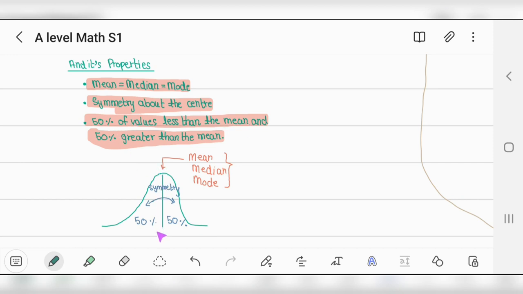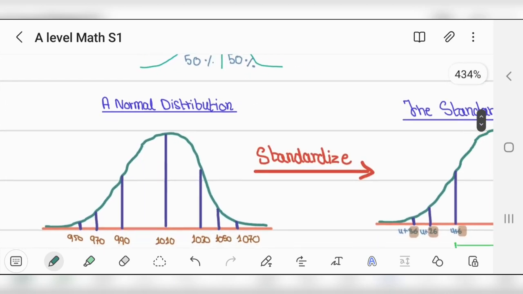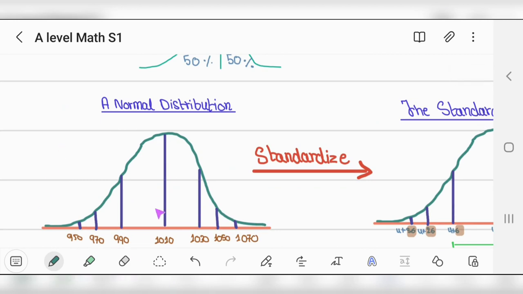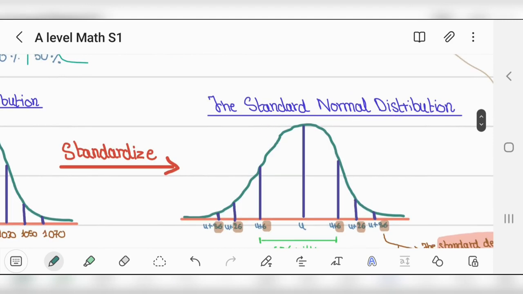So in the middle is the mean, the line. The median and mode all have the same value. Above the mean and below the mean is 50% each. Okay, so first you make a normal distribution, you get all the values, you get the mean, these are the values, and then you standardize this. You're also using the standard deviation as well. So this is the standard normal distribution. It means you have the mean and these are the standard deviations, like one standard deviation or two standard deviations. These are positive standard deviations and these are negative standard deviations.